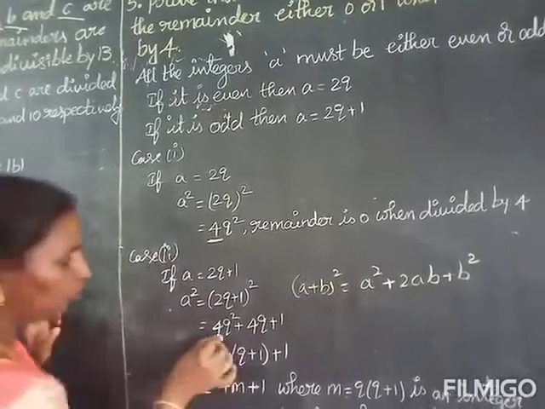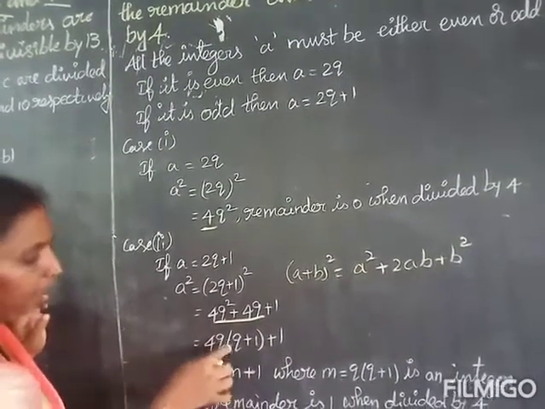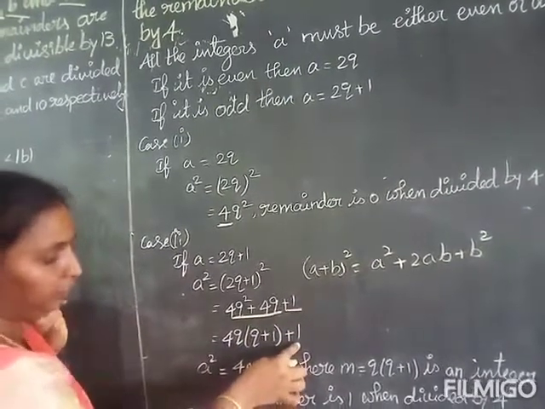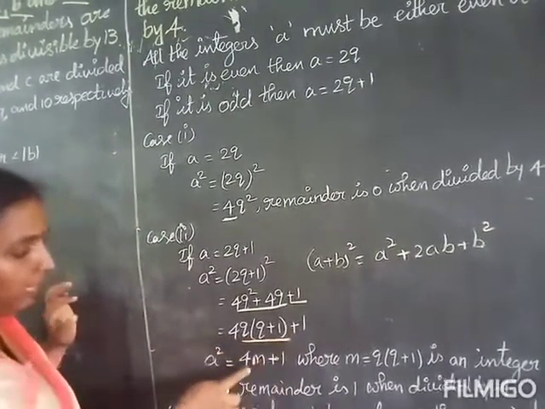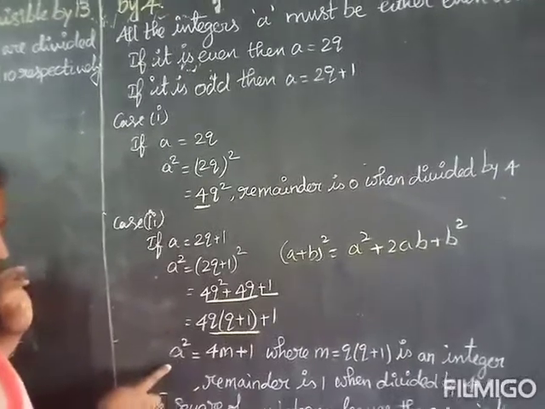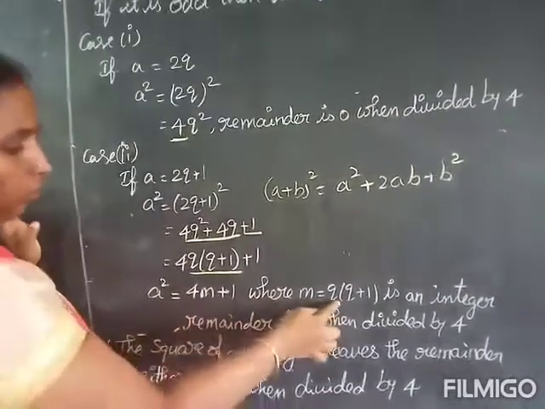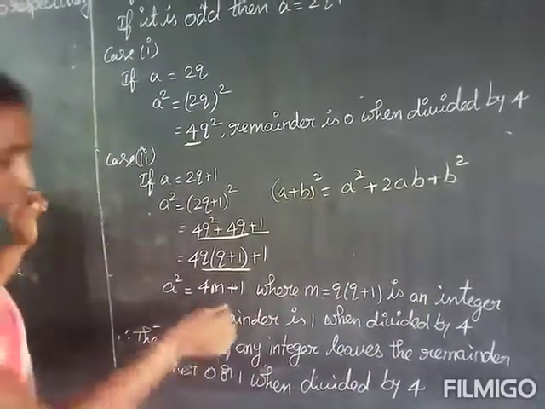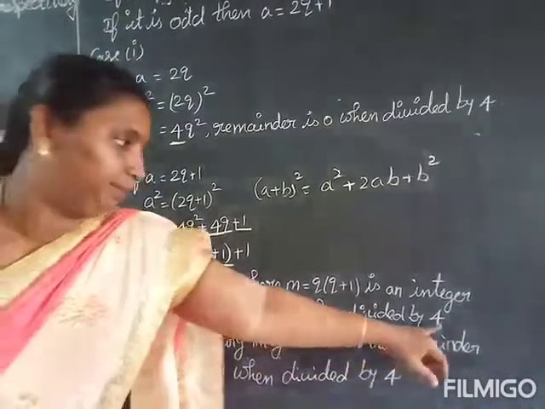In these two terms, I am going to take 4q common. If I take it, I will get q + 1, and let's write this + 1 as it is here. Now I am assuming this q(q + 1) as m. So a² = 4m + 1, where m = q(q + 1) is an integer. So here the remainder you got is 1, when it is divided by 4.